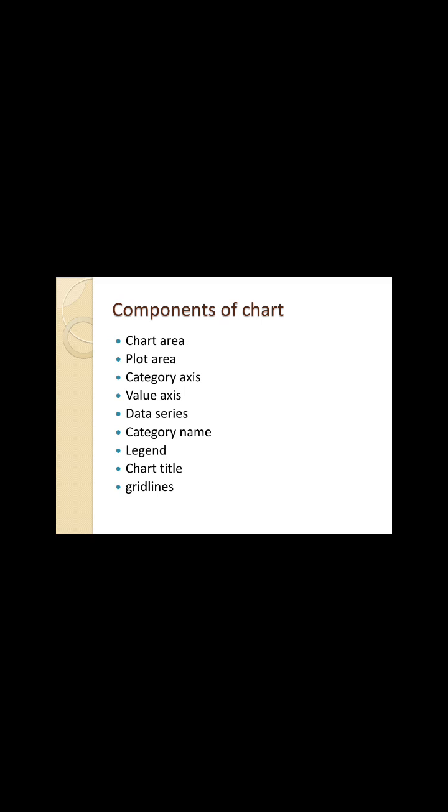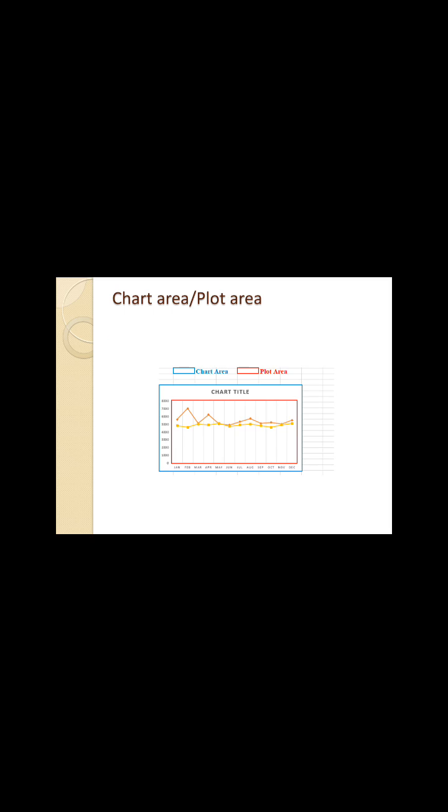Now let's see what the components of a chart are. So: chart area, plot area, category axis, value axis, data series, category name, legend, chart title and grid line. These are the basic components of a chart. I'm explaining them one by one. Now let's see first the chart area and plot area.